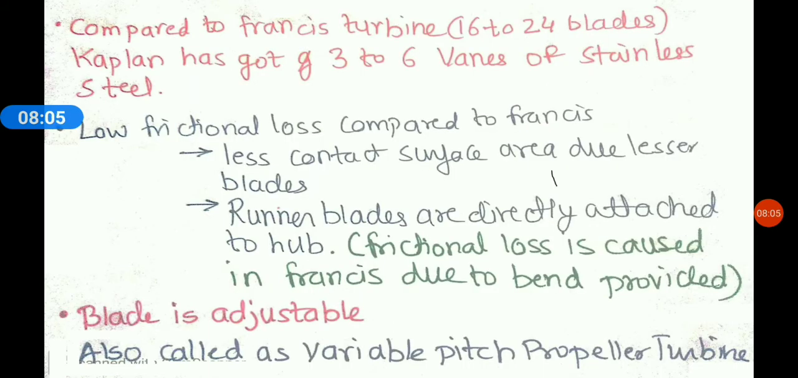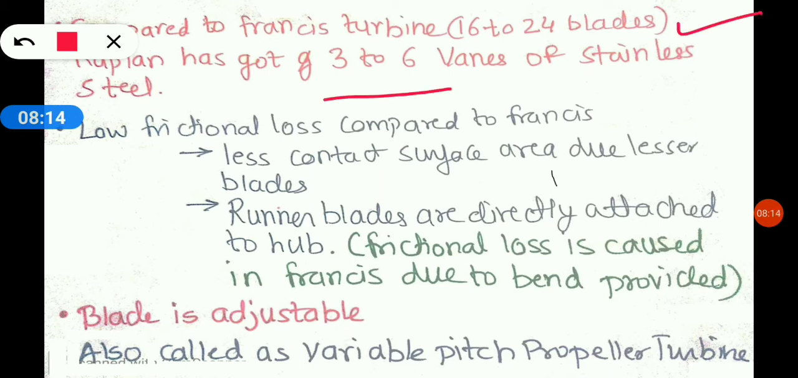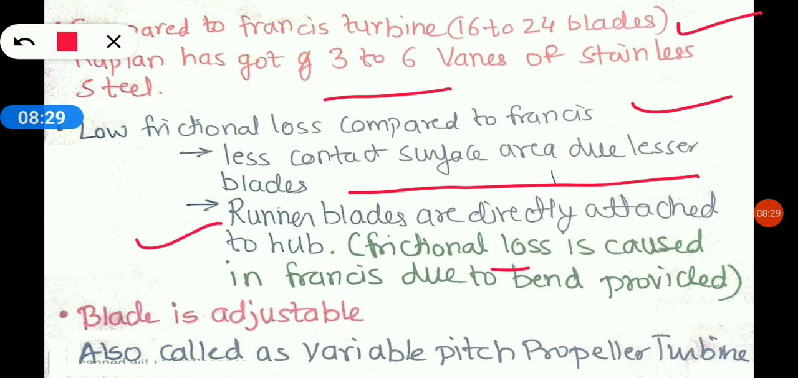Okay, now this we have seen already. I'll just recall it quickly. Compared to Francis turbine, which has got 16 to 24 blades, Kaplan turbine has got 3 to 6 blades. Then next is, it has got low frictional losses compared to Francis turbine, because of less contact surface area. As the lesser number of blades are there, less contact surface area is there. Runner blades are directly attached to the hub, so that's why frictional losses caused in Francis are higher, because there is a bend provided. Now another important peculiarity of Kaplan turbine is it has got adjustable blades.